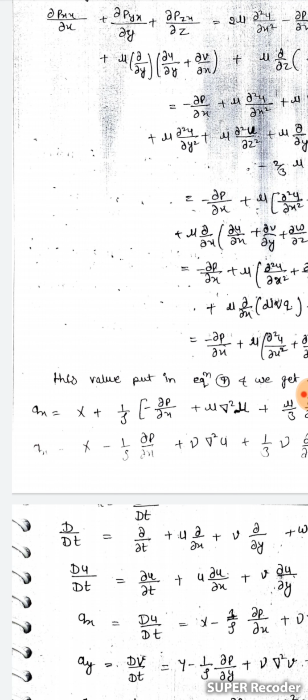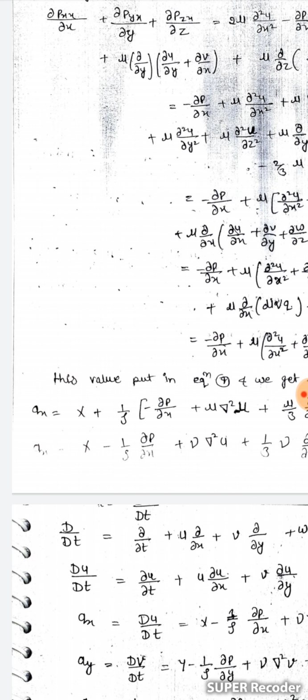So Ax is equal to X minus 1 by rho del p by del x plus nu nabla square u plus 1 by 3 nu del by del x of divergence of q. Ay is equal to Y minus 1 by rho del p by del y plus nu nabla square v plus 1 by 3 nu del by del y of divergence of q. Az is equal to Z minus 1 by rho del p by del z plus nu nabla square w plus 1 by 3 nu del by del z of divergence of q.